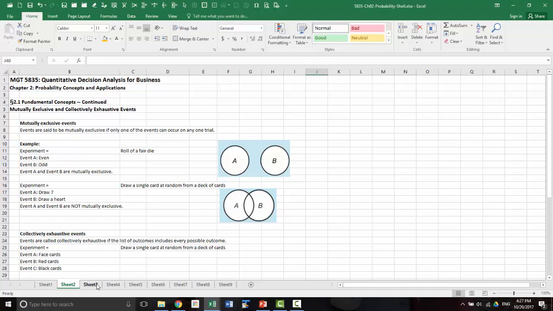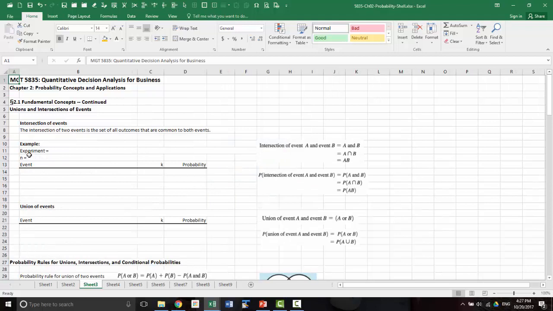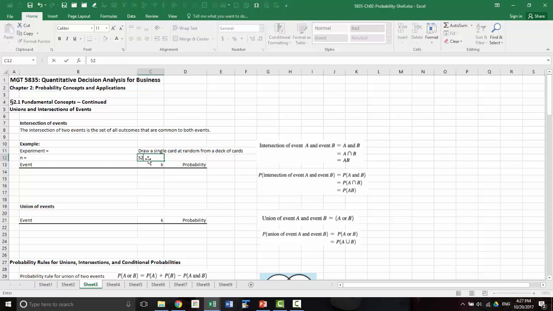That's called intersection. We'll illustrate that with our familiar example of drawing one single card from a deck of 52. Now, how many possibilities are there in the sample space? N is equal to 52. Now let's define an event, draw a 7. What is the probability of drawing a 7? We need to find K, how many of the outcomes in the sample space satisfy the definition of the event drawing 7.